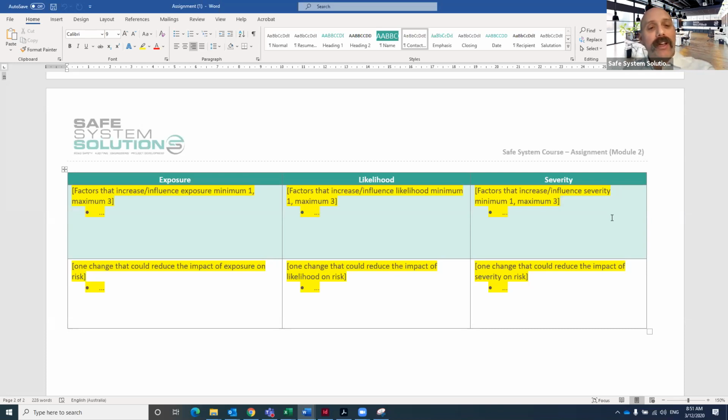Then we just want you to go through and say one thing that you could change in each of these that would alter that exposure, likelihood, or severity and bring it down. So you'll finish that, you'll jot it in there.